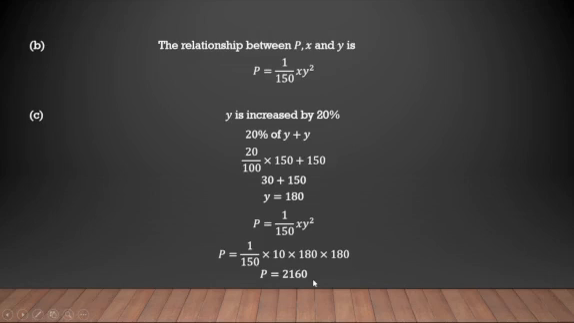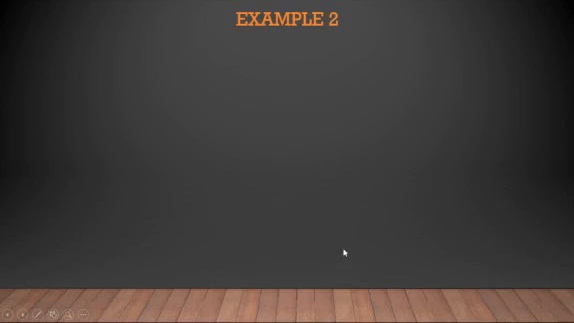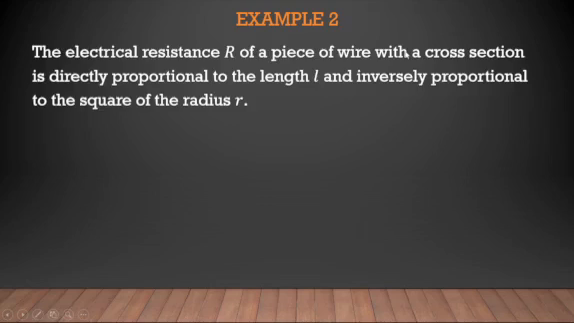So let's simply try one more example before we go from the class. So example 2, let's see the question. The electrical resistance R of a piece of wire with a cross section is directly proportional to the length L and inversely proportional to the square of the radius r. So details of the question now.